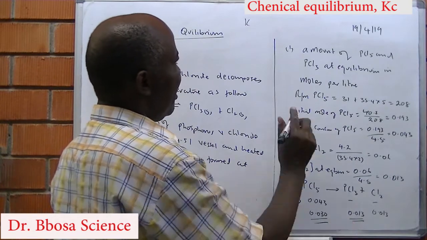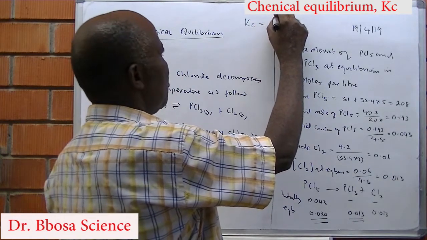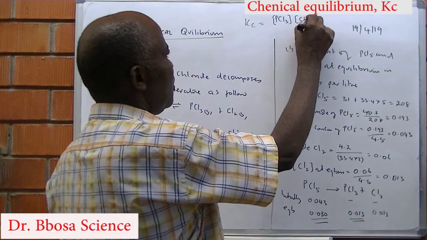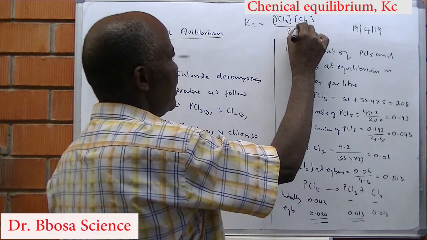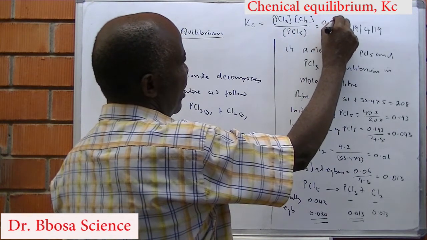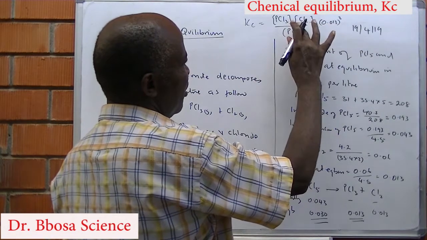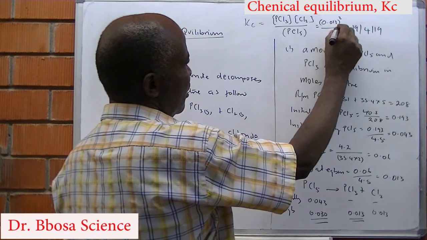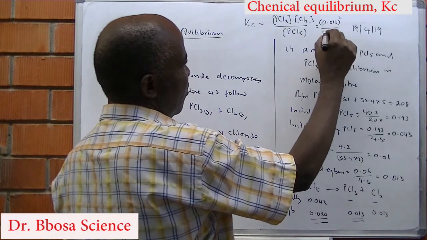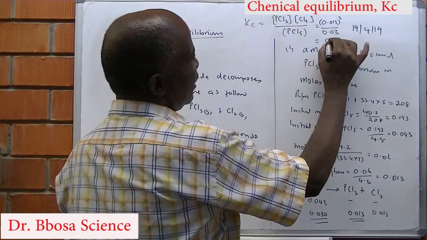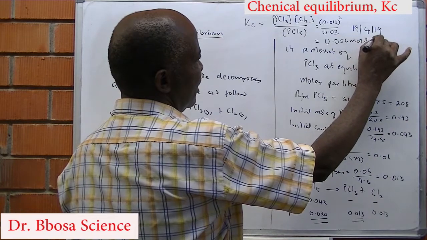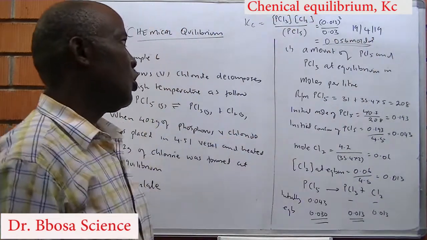Therefore, our Kc is equal to PCl3 times Cl2 over PCl5, which is equal to 0.013 squared, because the moles of this is the same as this, over 0.030, which is equal to 0.0056 moles per decimeter cubed.